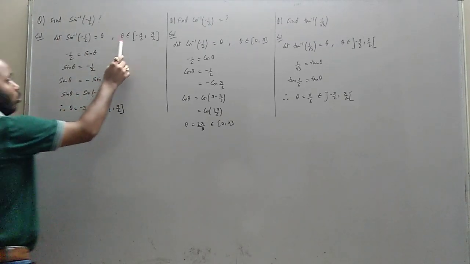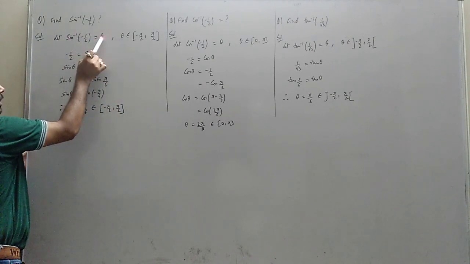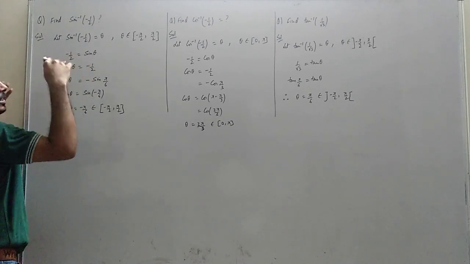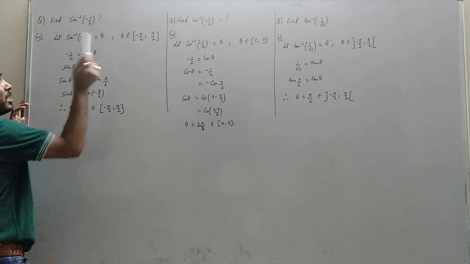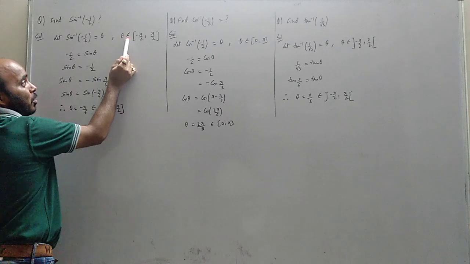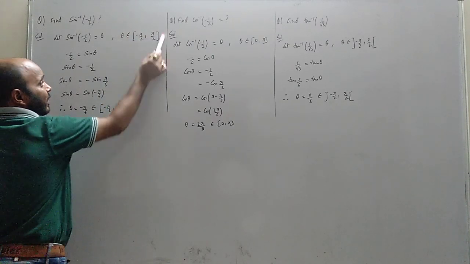Now, how to write this? You have taken sine inverse of minus half as theta. That means theta is a sine inverse value, so you have to write the range of sine inverse. What is the range of sine inverse? Theta is a sine inverse value, and that means this theta must belong to the range of sine inverse, which is the closed interval minus pi by 2 comma pi by 2. You understand where to write this?